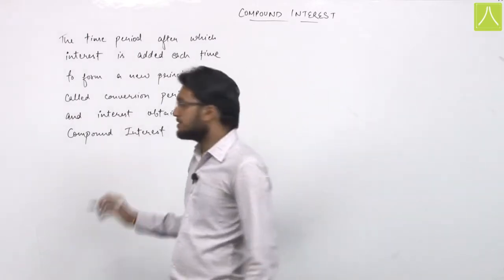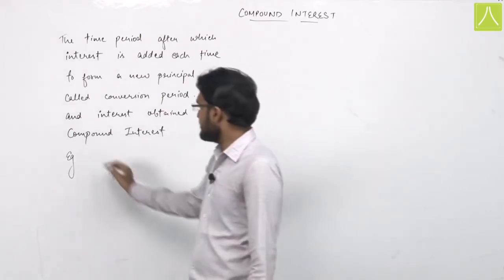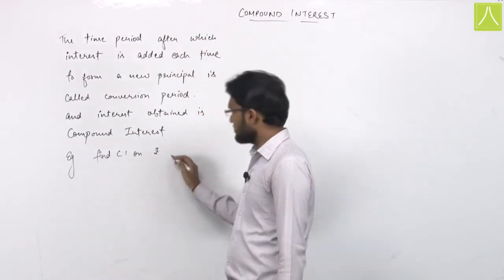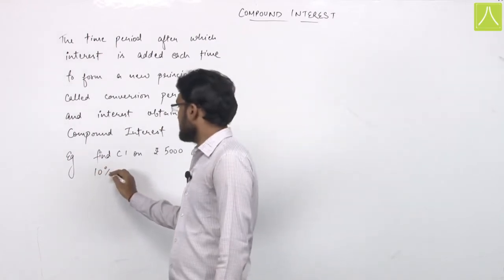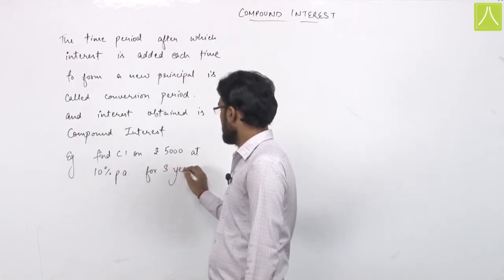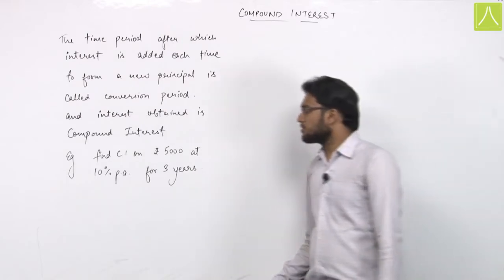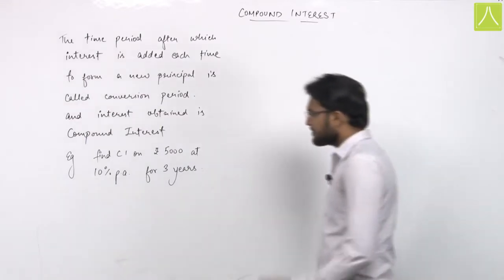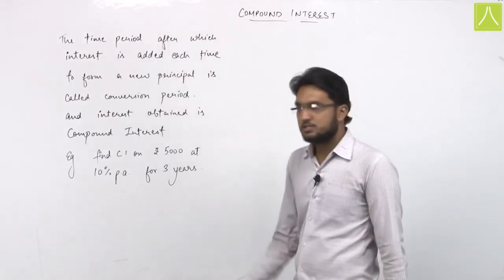Let us see the main difference between the example over here. If we have to find the compound interest on an amount of rupees 5,000 at 10% per annum for 3 years. Now, in this question, I haven't told you the formula yet, but still we are going to calculate the compound interest. Let us see how.